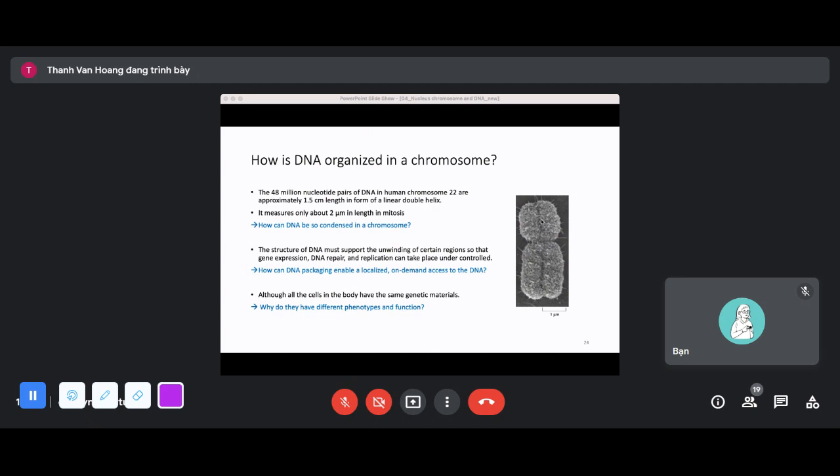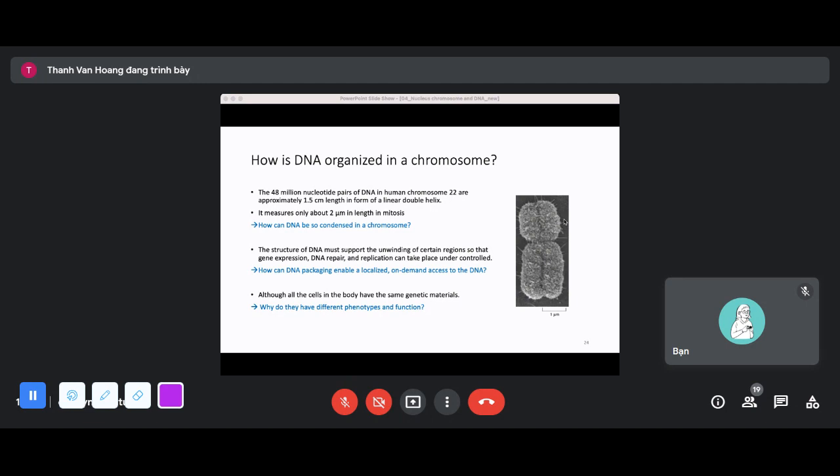So of course, people will ask how DNA can be so condensed in a chromosome. And you guys have suggested, remember, with a histone protein. Right. So another question is that the DNA can be very condensed, for example, during mitosis. But if you look at the cells or nucleus during interphase between the two mitoses, you can see that the DNA is less dense, right?